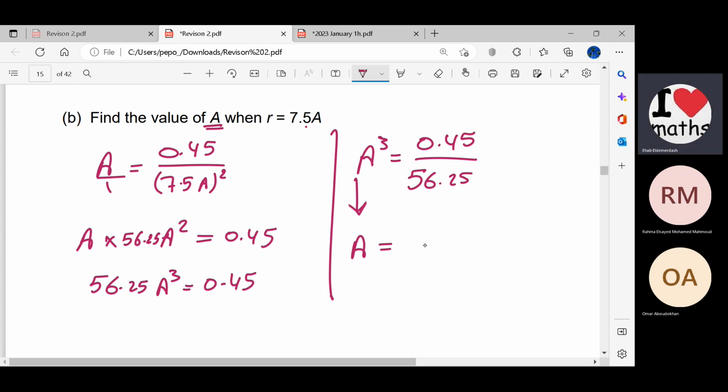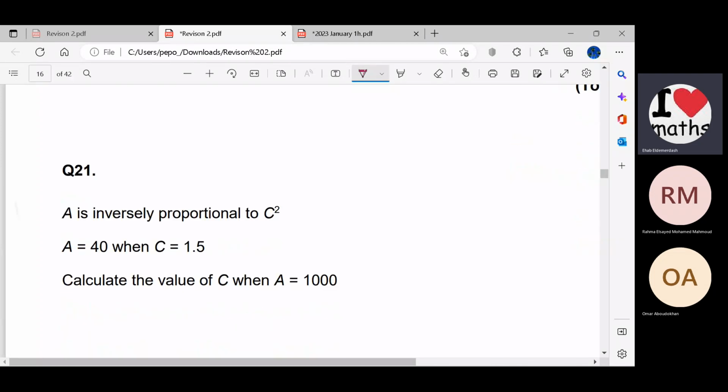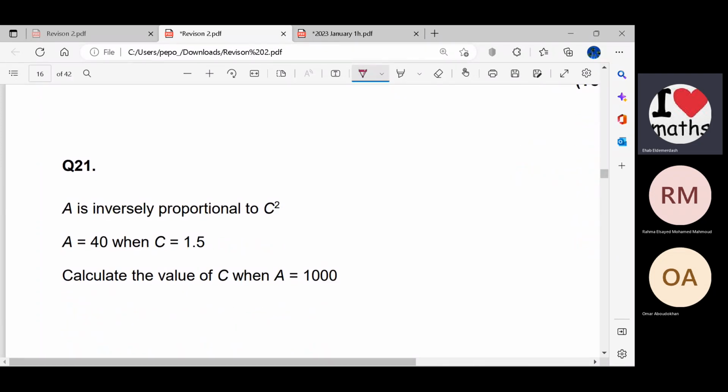So the cube root comes to 0.2. Okay, so we found out the value. Agreed? This is related to inverse, it's the same, right?